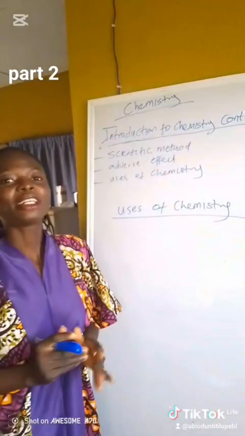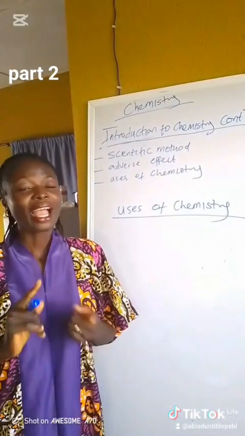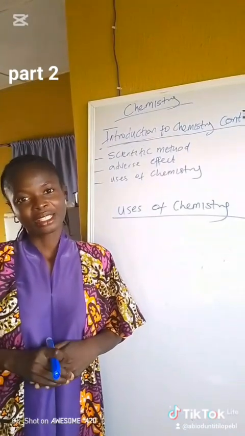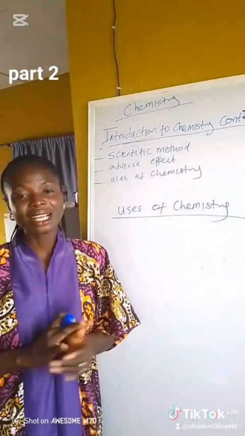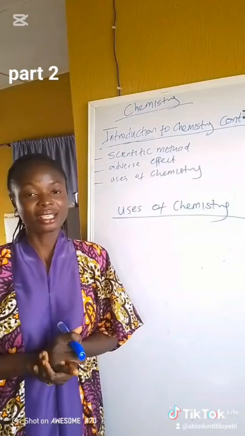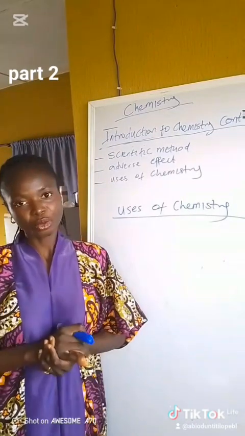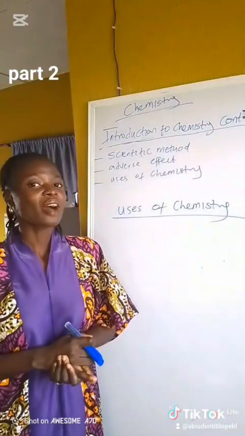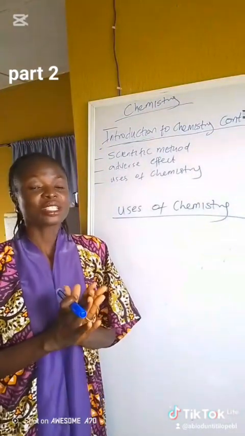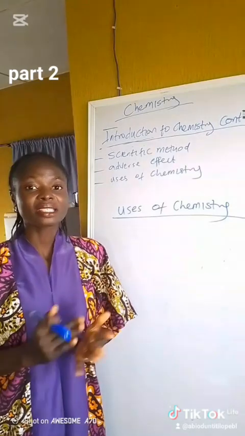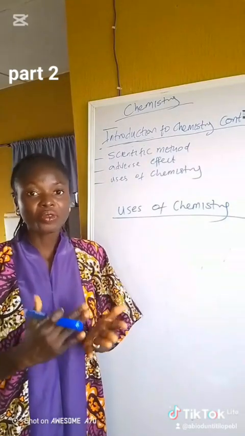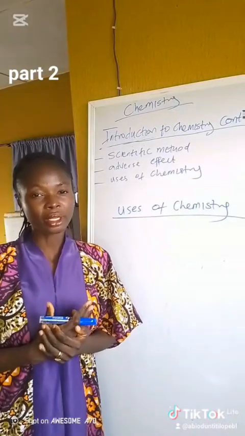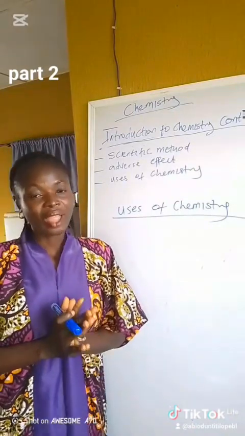Now guys, let's talk about the uses of chemistry. Number one is food. Yes, food. The manufacturing of fertilizers, pesticides, and insecticides has actually increased the production of food in our world today. Then number two, we have clothing. There are some elements that help us to manufacture the synthetic fabrics that we have around. Then we have housing.